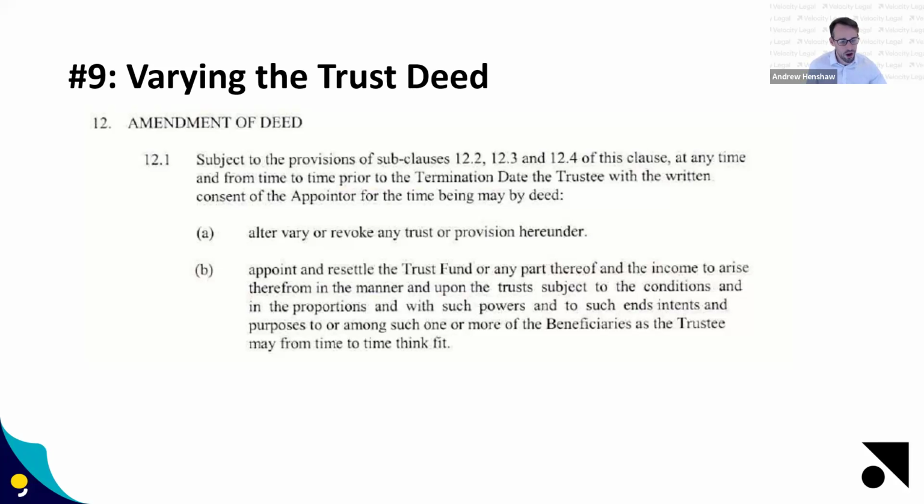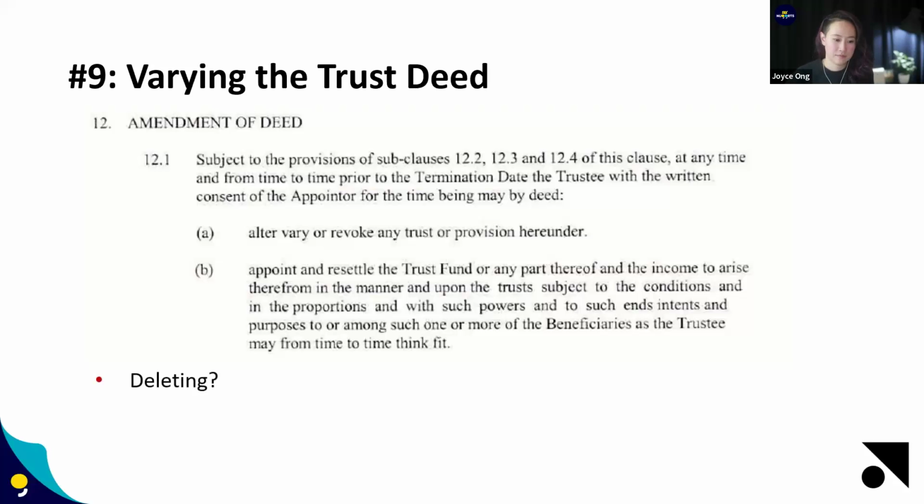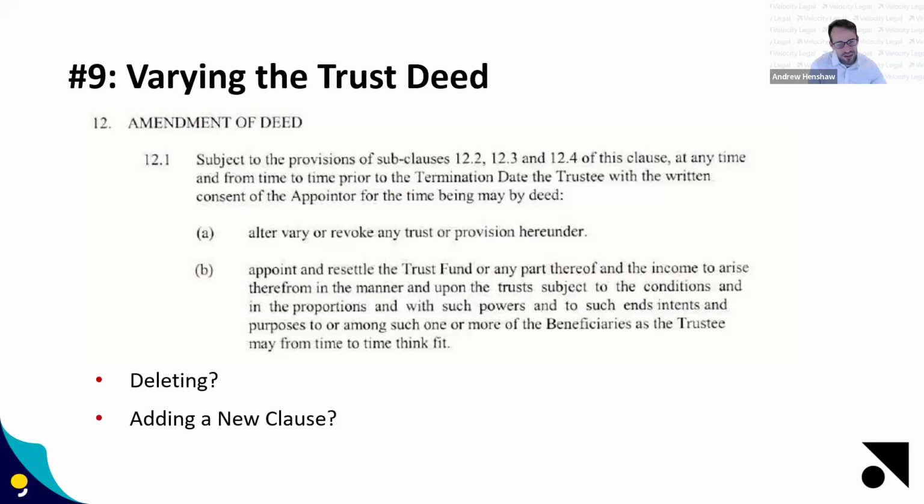So this one says you can alter, vary, or revoke any trust or provision hereunder. If you were deleting a provision, that would probably be covered because revoke and deleting are the same thing. Arguably, if you wanted to add a new clause, maybe you can't do that because it says alter, vary, or revoke any trust. Is adding a new clause altering the trust? Oh my God, that's so pedantic. It's so pedantic, but you could fix the issue by varying the variation power, and the variation power can let you do that. But if it goes to court, if someone's looking at it, they will be pedantic about it as well.